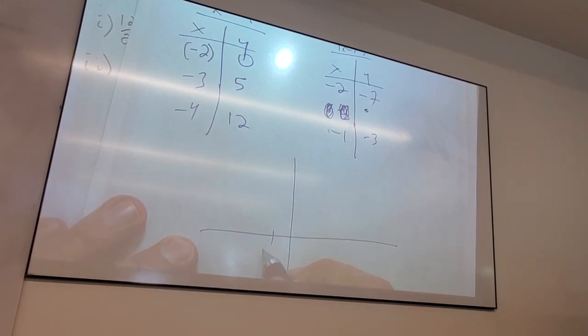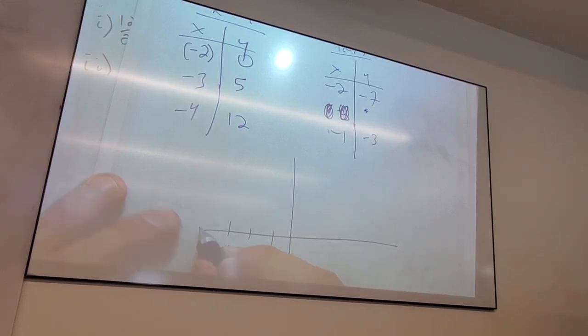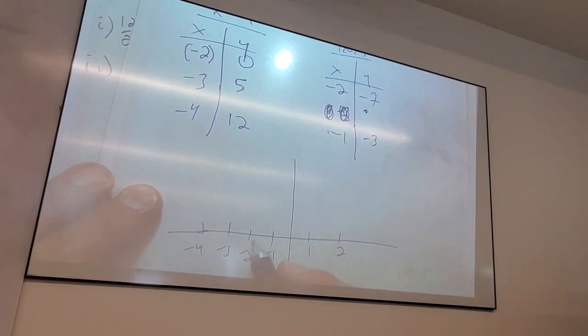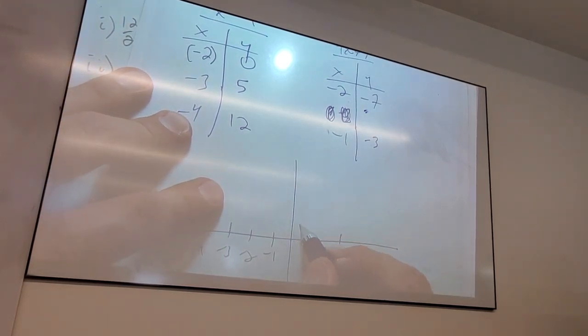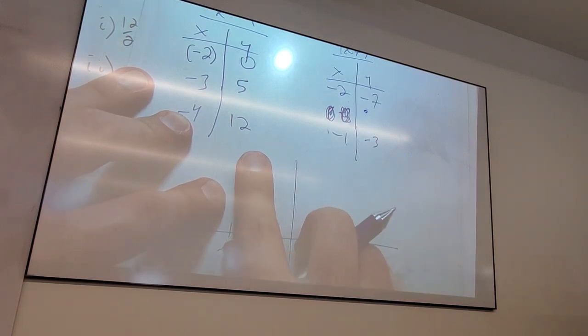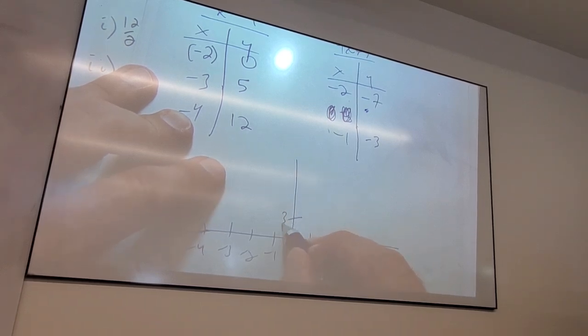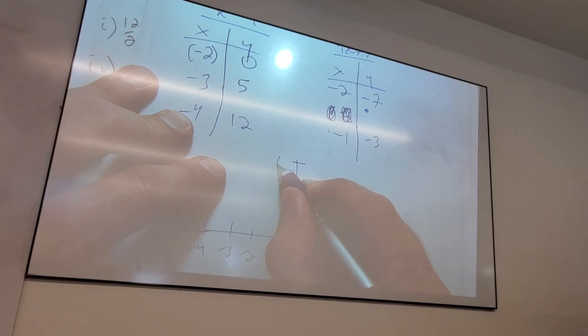So let's see. -1, -2, -3, -4. How far am I going? Yeah, there we go. 1, 2. So I'm going to make this scale. What's a good scale for this, considering? What do you guys think? 2, 4, 6, 8, 10, 12. I'm going to do between those, 3, 6, 9, 12. Okay.